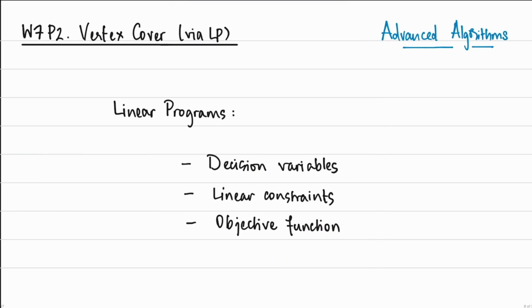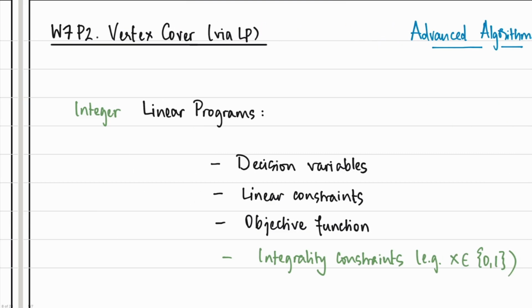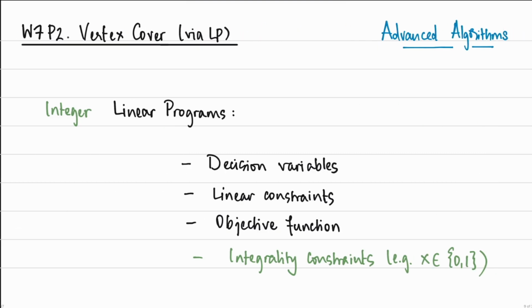So just to recap, linear programs basically consist of decision variables, linear constraints, and an objective function that you're trying to optimize. And integer linear programs additionally allow you to write down these integrality constraints. So let's go ahead and see if we can formulate vertex cover first as an integer linear program, and then we will throw away the integrality constraints and be left with a program that we can actually solve in polynomial time. And let's see if we can make sense of that solution in the sense of getting some kind of an approximate answer to the original question.